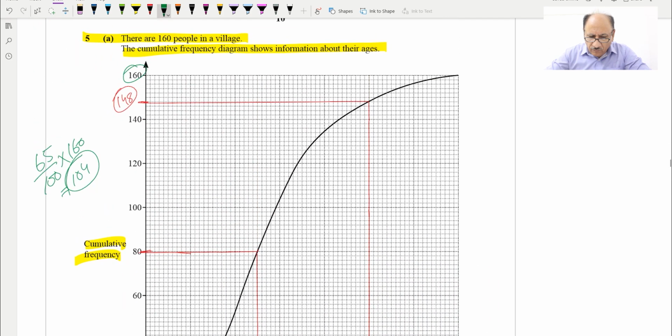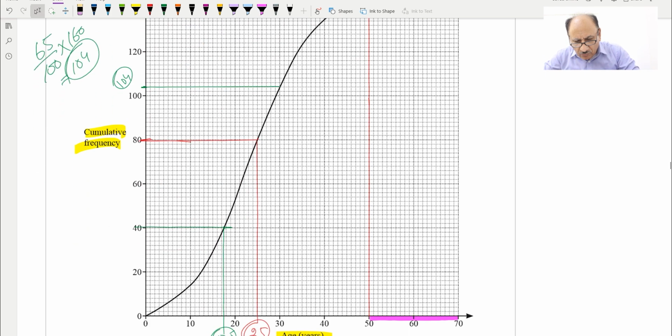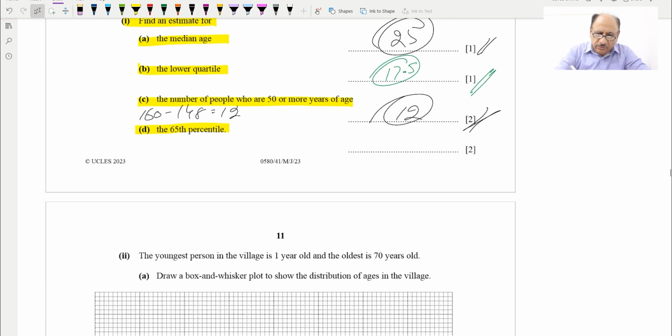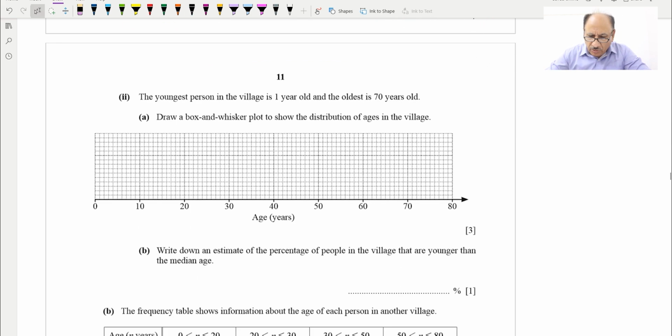We need to check the reference for 104. 104 mark will be here. So we will have to go to the graph and check the reference for 104. If we draw the reference for 104, it is 30. So our answer will be 30 over here. This will be for 2 marks. Hopefully you understand this as well.